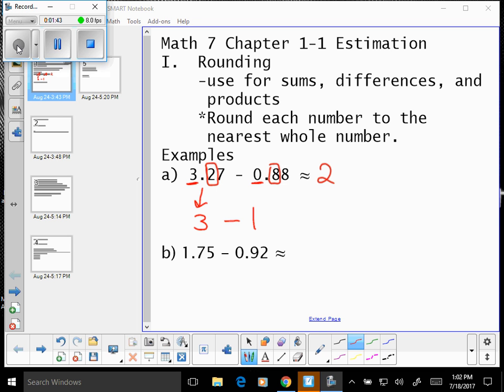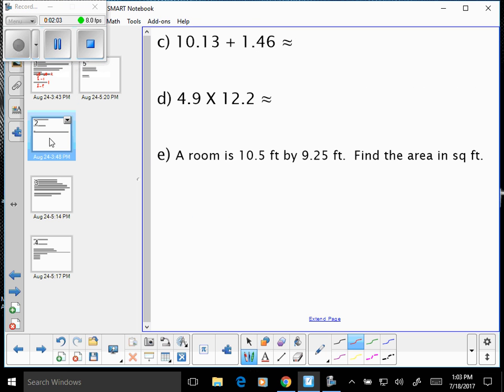At this point you can hit pause and you try example B. Okay, 1.75 should be a 2, and 0.92 should be a 1. When I subtract, I get a 1. If you'd like to try these next 2 by yourself, hit pause and do them, and then I'll show you how they're done.